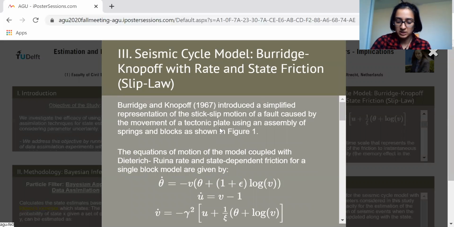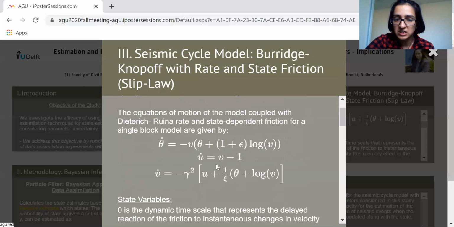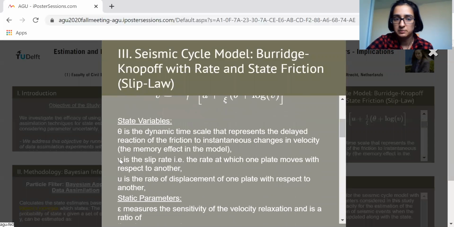The model that I discussed previously is a mathematical model for forecasting seismic cycles. So basically, you solve these equations of motion in the form of three ODEs, where theta is a frictional state variable, U is the slip of one plate with respect to another, and V is the slip rate or the velocity of one plate moving against the other plate. So basically, you have three state variables, and they're all in non-dimensional form. If you want to find out how dimensions are calculated, you refer to the paper.